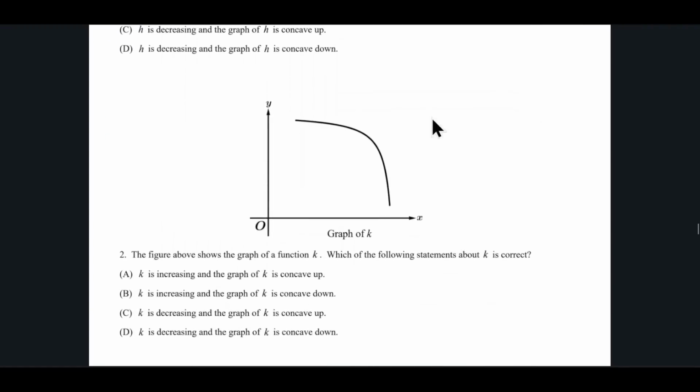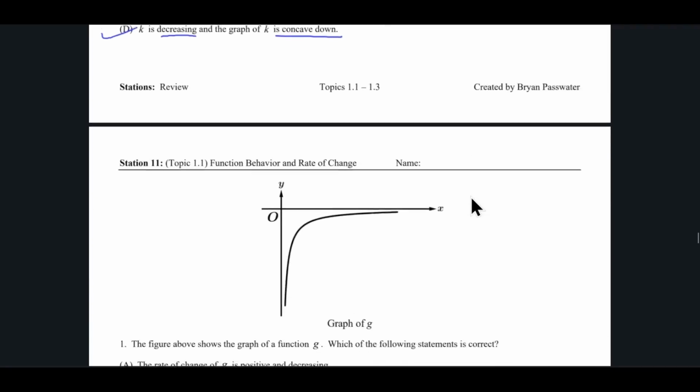Okay, the next one is over here. Is the function increasing or decreasing? Definitely the function is decreasing over here, and it is frowning in nature as well. So it is decreasing and nope, not concave up, decreasing and concave down. Yes, that's what we are looking for. So option D, I think, is the best choice over here.